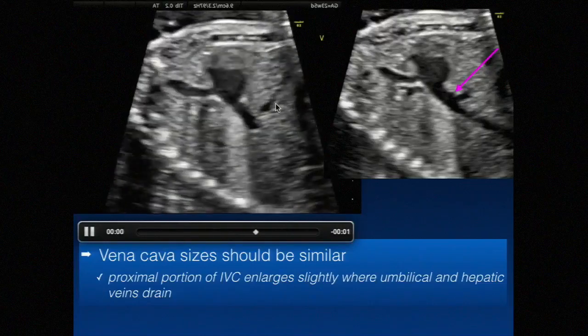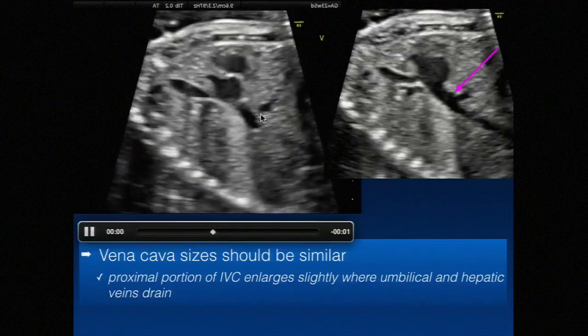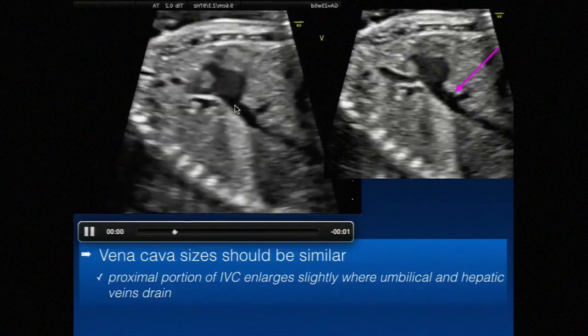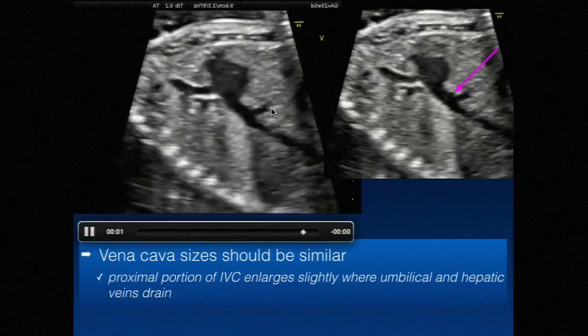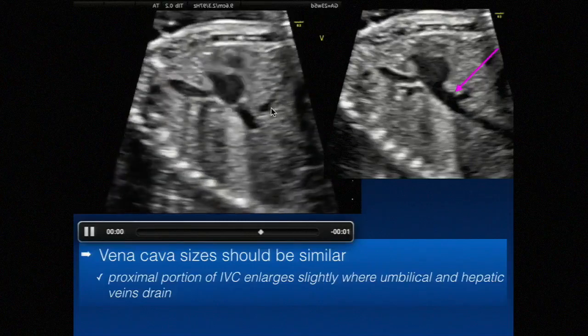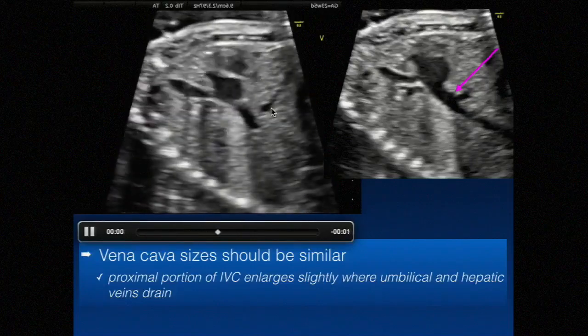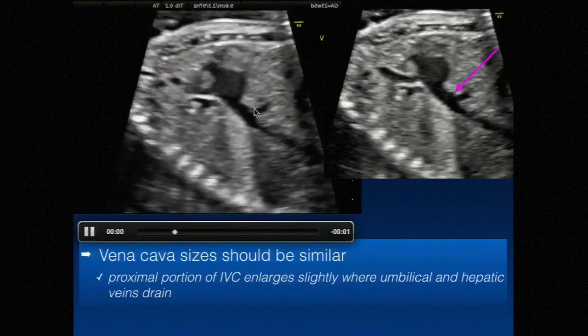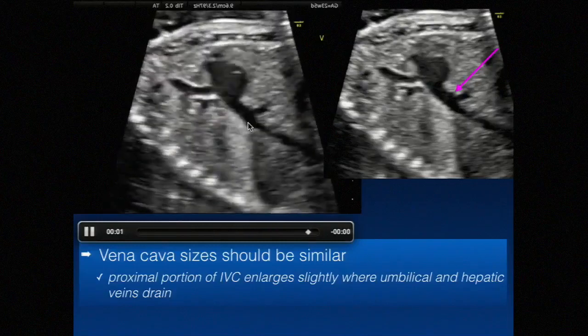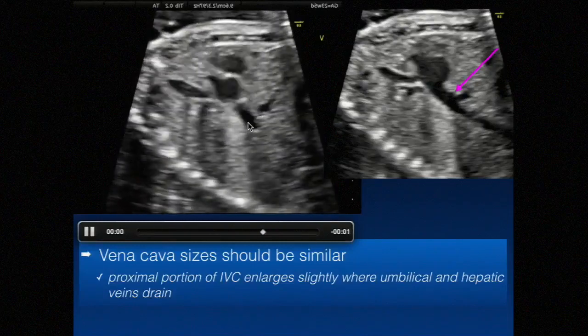And you will notice as well that this drainage point just at the point before the IVC comes into the right atrium will be a little bit larger, just because you have the hepatic veins as well as the ductus venosus all merging at this level. So a little bit of slight prominence at this level is okay.